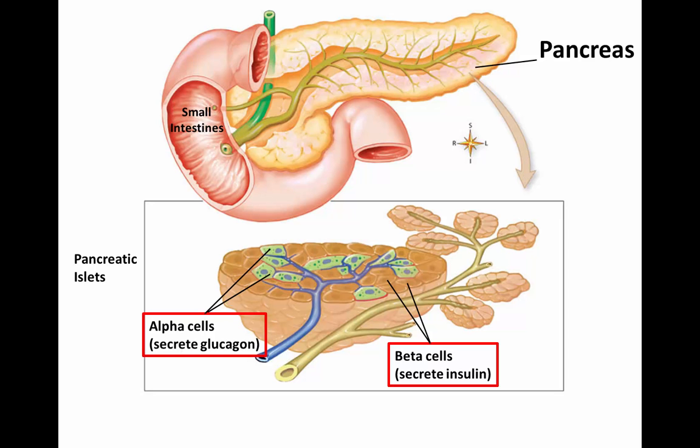The pancreas. Remember, the pancreas is both an endocrine gland releasing hormones into the bloodstream and an exocrine gland releasing digestive enzymes which travel via ducts to the small intestines. The pancreatic islets are little clumps of cells scattered like islands in a sea among the exocrine pancreatic cells. The alpha cells secrete glucagon and beta cells secrete insulin.